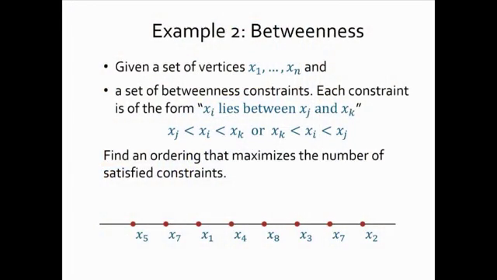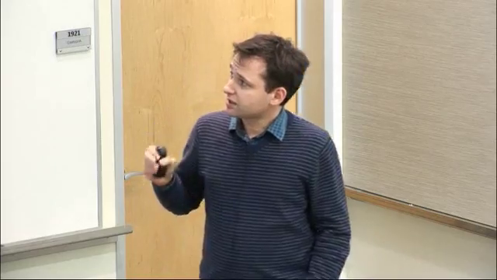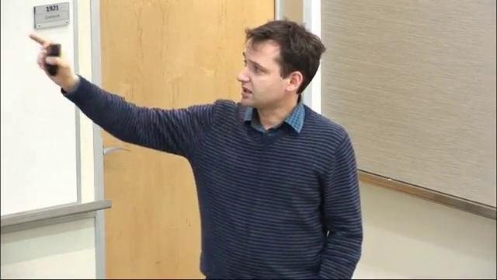Another well-known example is the Betweenness problem. This problem is basically an ordering CSP of arity 3. In this problem, all constraints are of the form xi lies between xj and xk, or more explicitly, of the form xj is less than xi less than xk, or xk is less than xi less than xj.